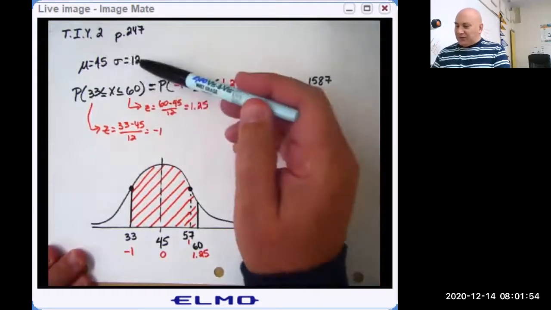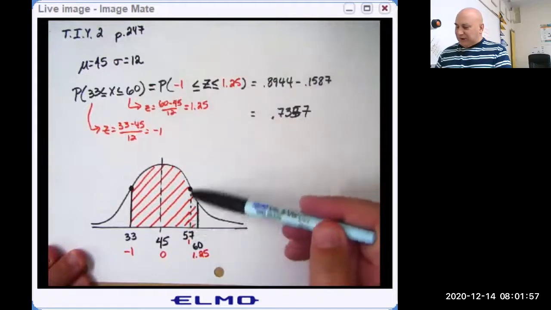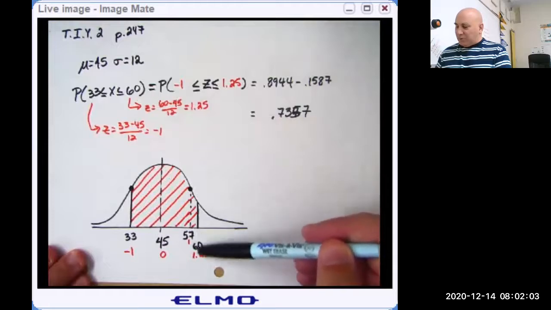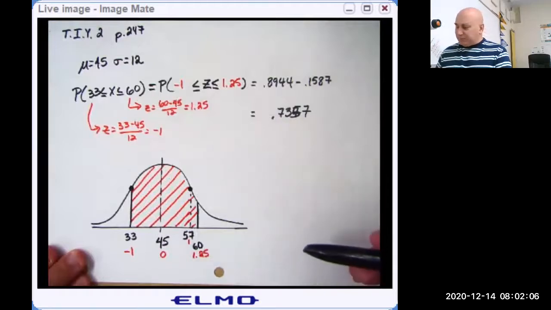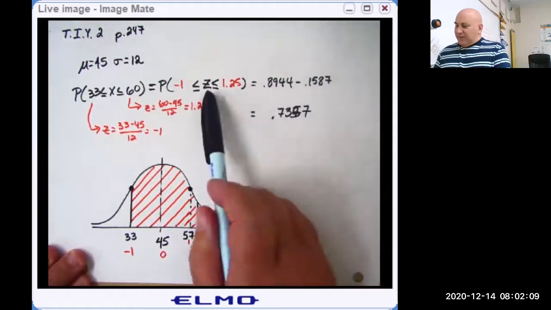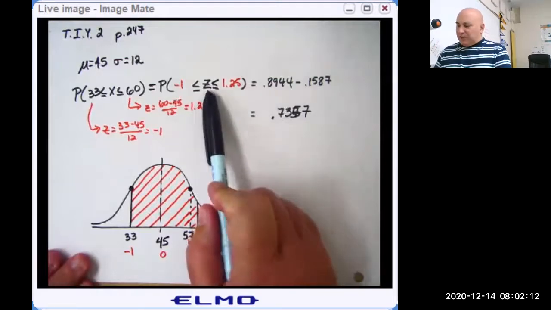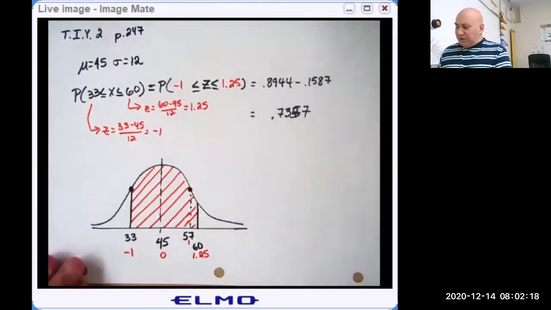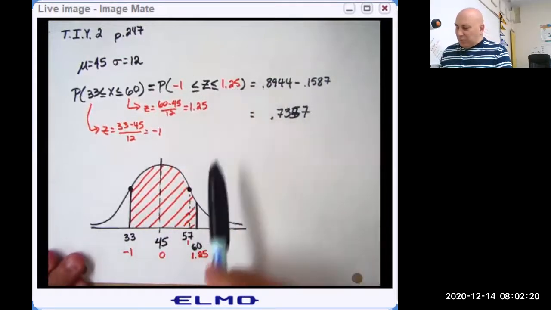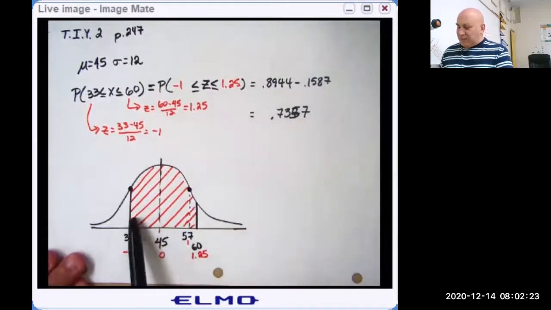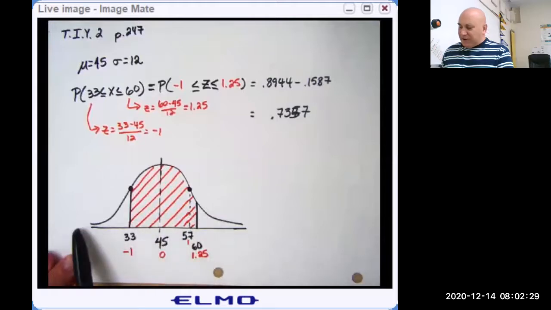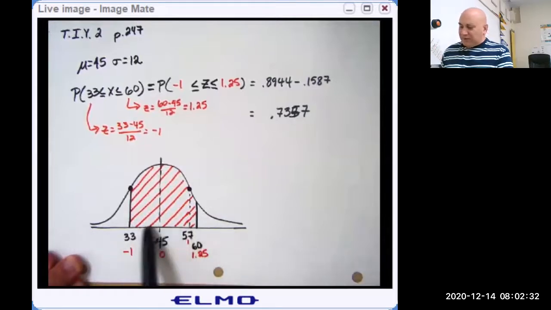Again, 45 plus 12 is 57, so this is my one standard dev mark. So I need to go a little bit beyond that to get 60, or 1.25 standard devs. Now, whenever you have a Z-score between two numbers, you take the table value for this number minus the table value for this number. The reason we do that is the table value for 1.25 gives me this shaded area plus this unshaded area to the left. It gives me the area under the entire curve from 1.25 to -infinity. So it gives me all this area.